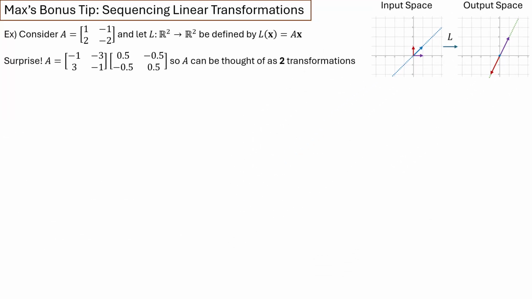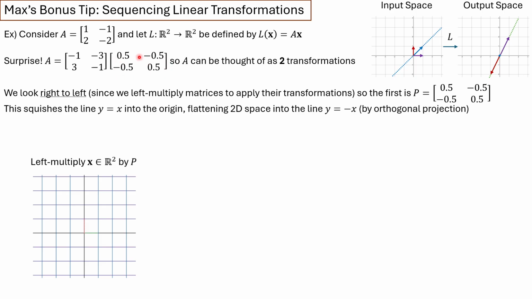Now, I have a bonus tip on how to intuitively break down a transformation. We have the same matrix A as before, but I factored it into two separate matrices for you. Now remember, we read matrix multiplication from right to left, just like composite functions. So we apply the matrix on the right, which we'll call P, first.